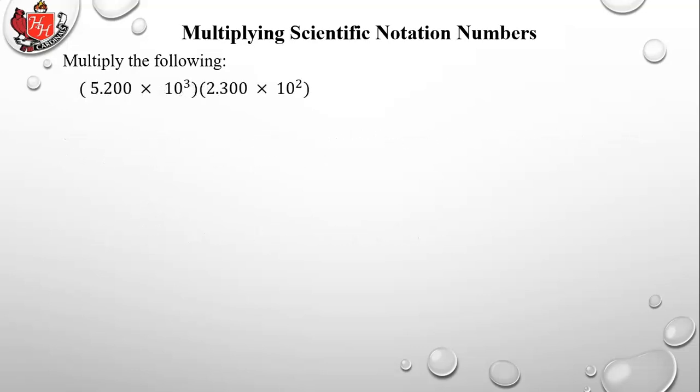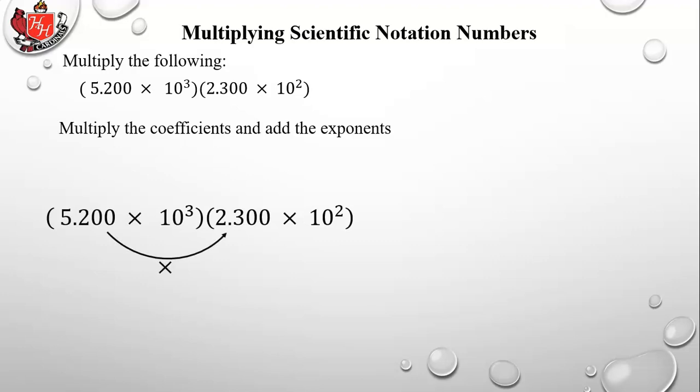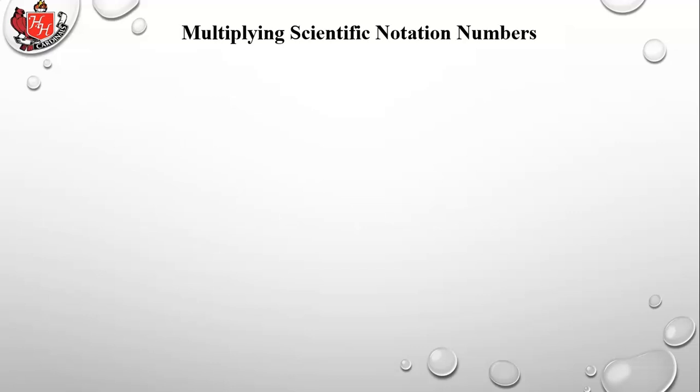Okay, now multiply these two numbers. Now you're going to see the decimal adjustment. So multiply the coefficients and add the exponents. So there we go again, 5.200 times 2.300. And then you're going to say 10 to the third plus 10 to the second, or 3 plus 2 is 5. So that gives you 11.96 times 10 to the fifth. Now, we said that that coefficient has to be a number between 1 and 9.999. 11 is bigger than 9.999, so we're going to have to adjust the decimal.